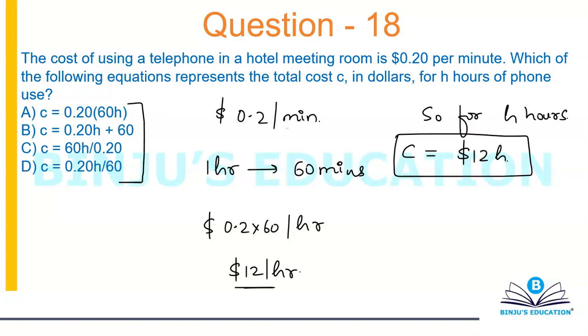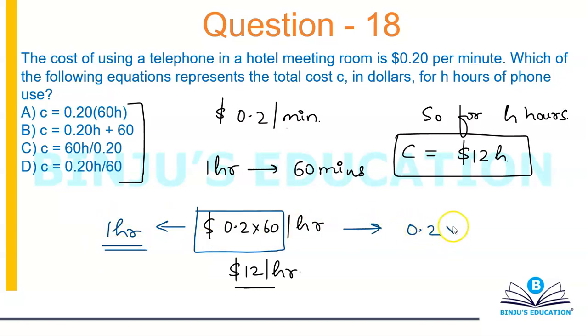So what we were supposed to do is keep our calculation in the conversion form itself. So for 1 minute, $0.2. For 60 minutes, it will be 0.2 into 60. This will be for 1 hour. So for H hours, it will become 0.2 into 60 into H. This is the amount that we have to pay for H hours, and that I believe is given in option number A.